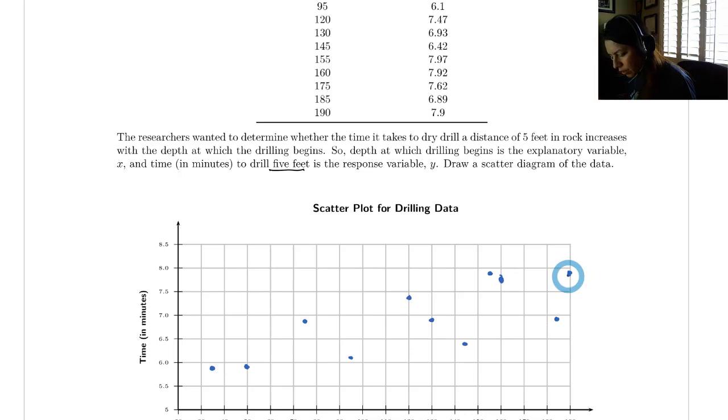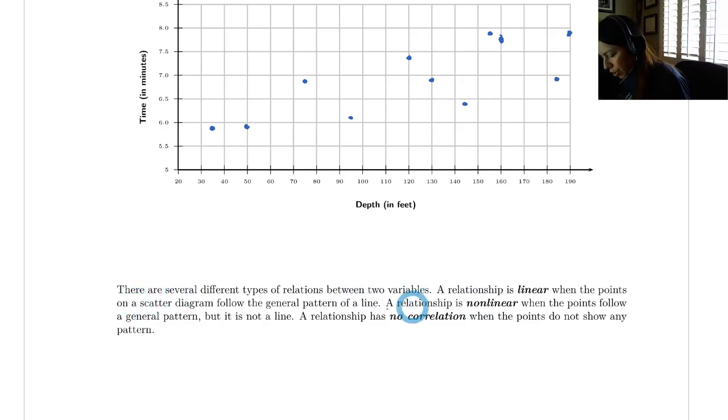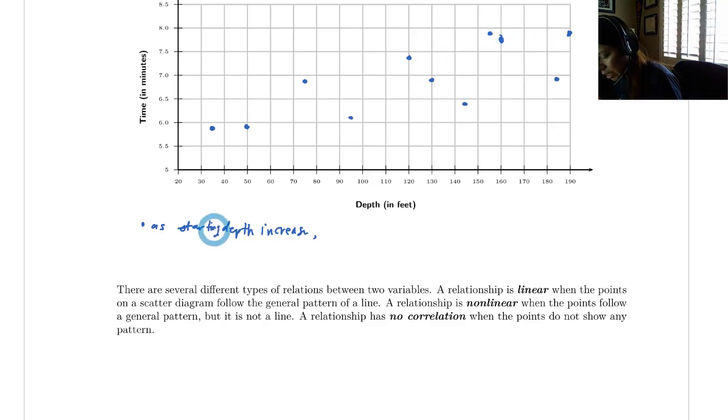Okay, so that's what it looks like. And we can see, if I scroll up a little bit more, there are different types of relationships between the variables. In this case, let me make a little note. We could see as starting depth increases, overall, if we looked at all of the data here, it's moving upwards from left to right. So that would mean as the starting depth increases, the time it takes to drill 5 feet also increases.